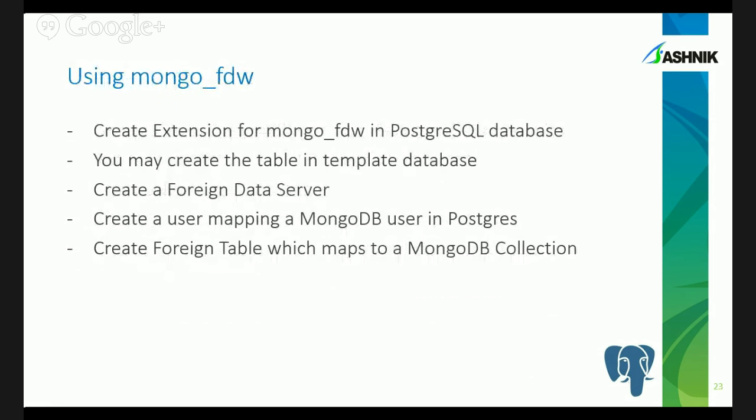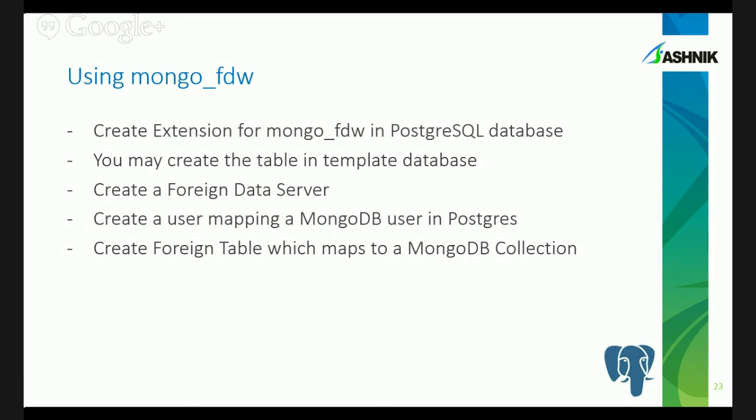Now, once the whole setup of the foreign data wrapper has been completed, you need to go ahead, connect to the Postgres database, and create the Mongo FDW extension. If you want to create this for all your databases, I would suggest you create that in the template database and use that template database for creating your databases henceforth. So all the new databases will inherit this foreign data wrapper as well from the template.